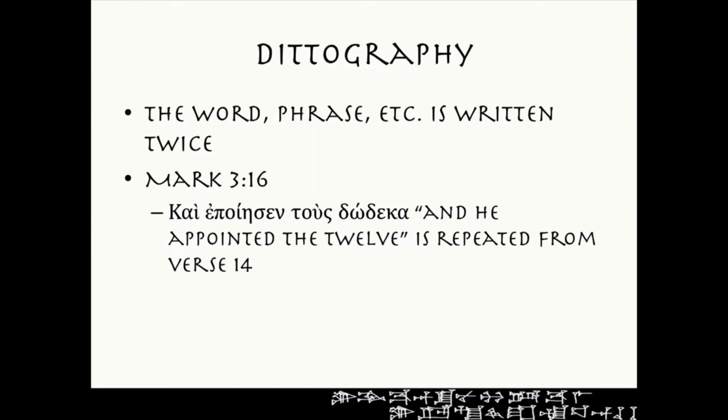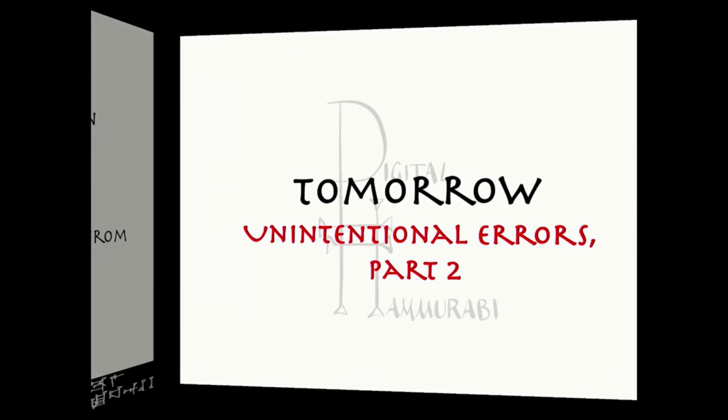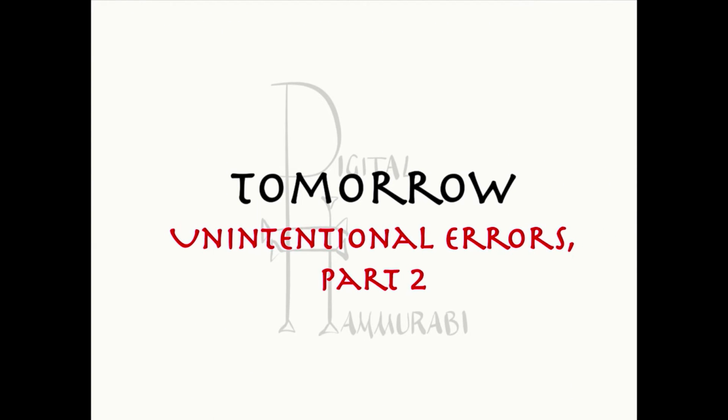So these are some basic errors that show up all the time. And they're understandable. They're unintentional. Scribes didn't mean to do them. But this is the product of copying things by hand. So tomorrow we're going to look at part 2 of the unintentional errors. There are, I think, 5 more that we're going to go through. And then we'll move on to the intentional changes that the scribes made to the text.